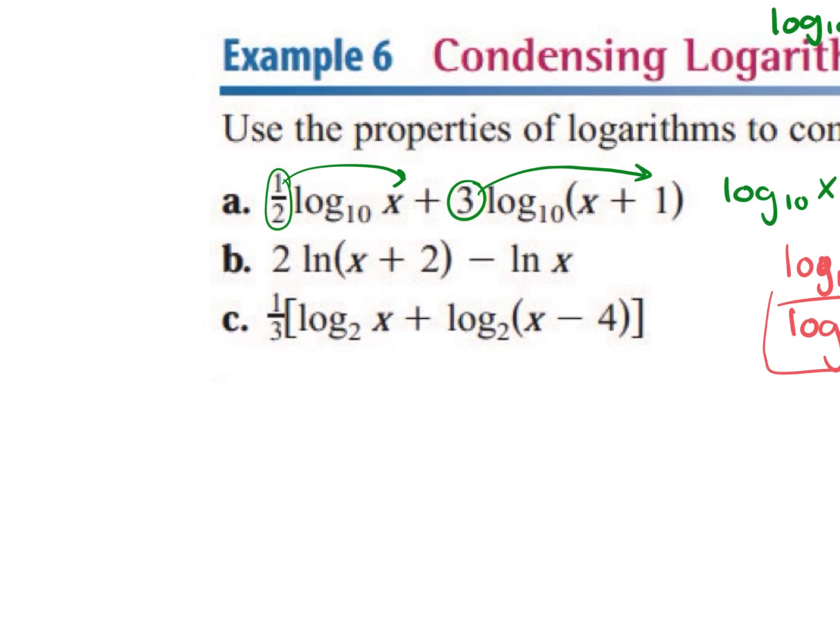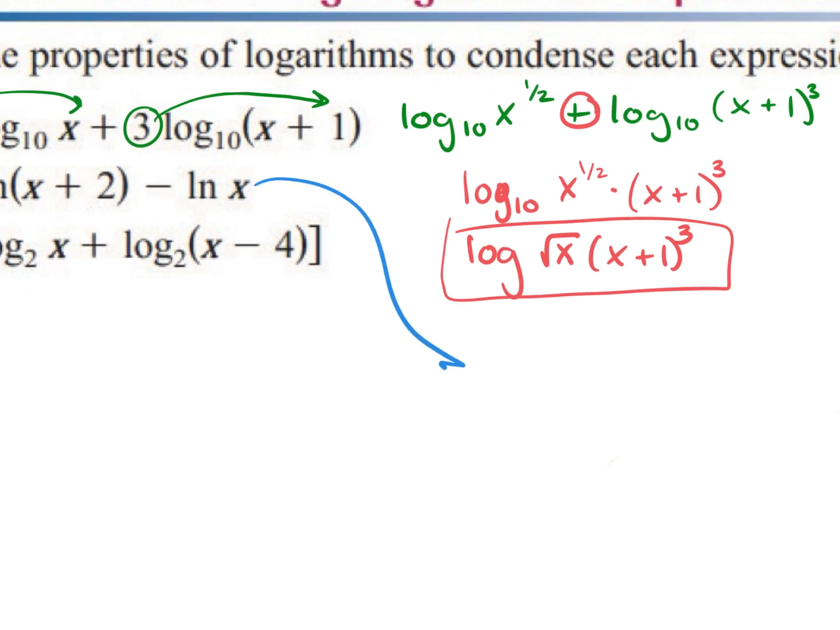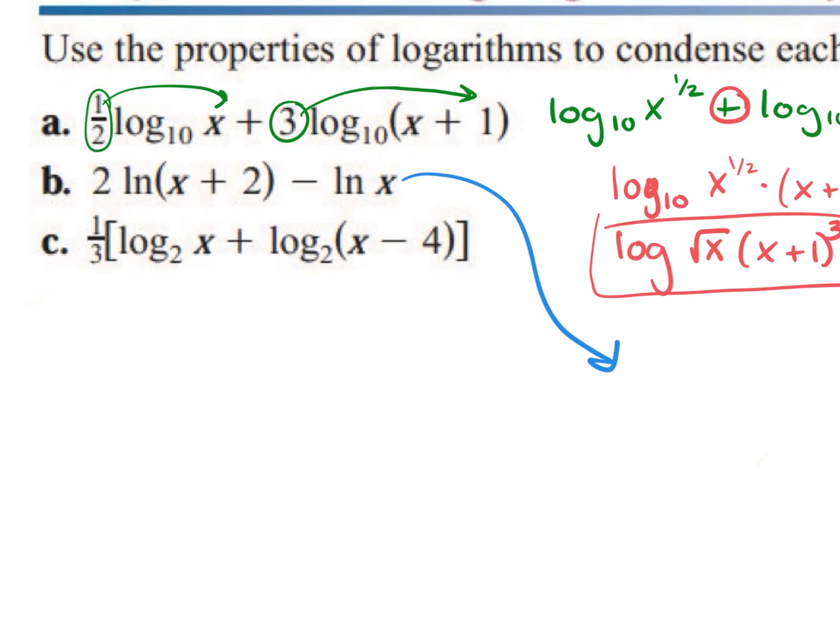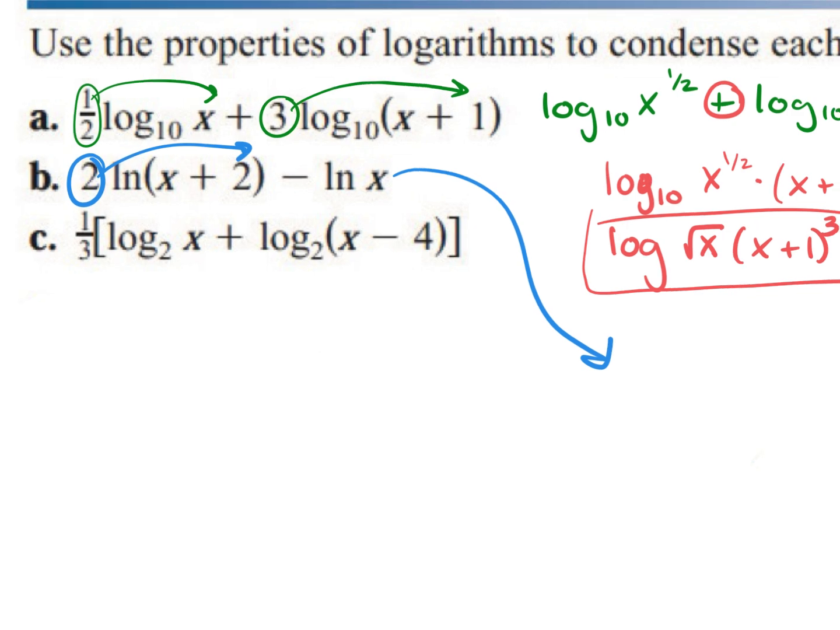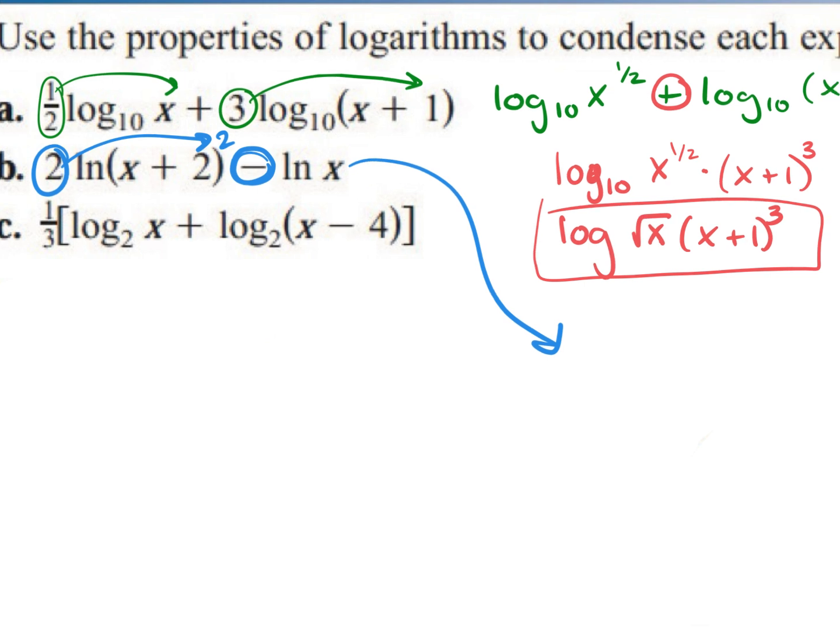Next, let's do B. I'll do it over here. What would we want to do first? Change the coefficient to be an exponent. So we're going to put it on top of the log that it's attached to. What else could we do? We'll do 2 steps in one here. What goes with subtraction? Division. So we're going to divide.